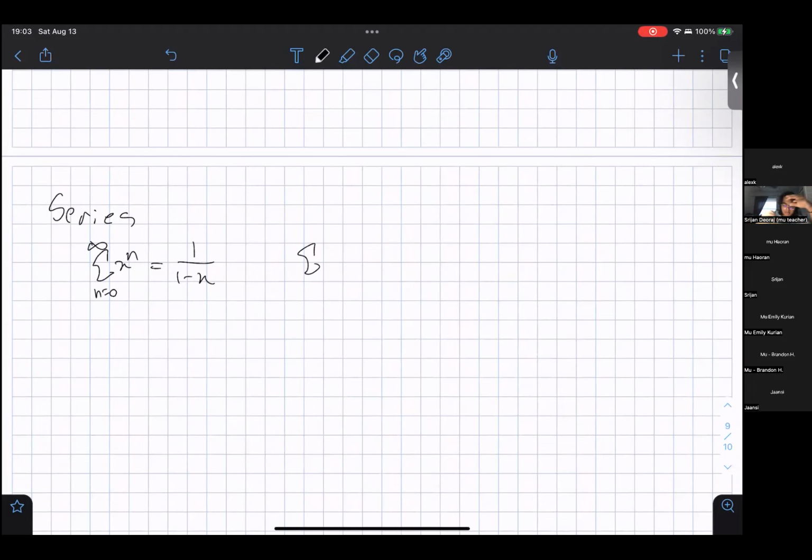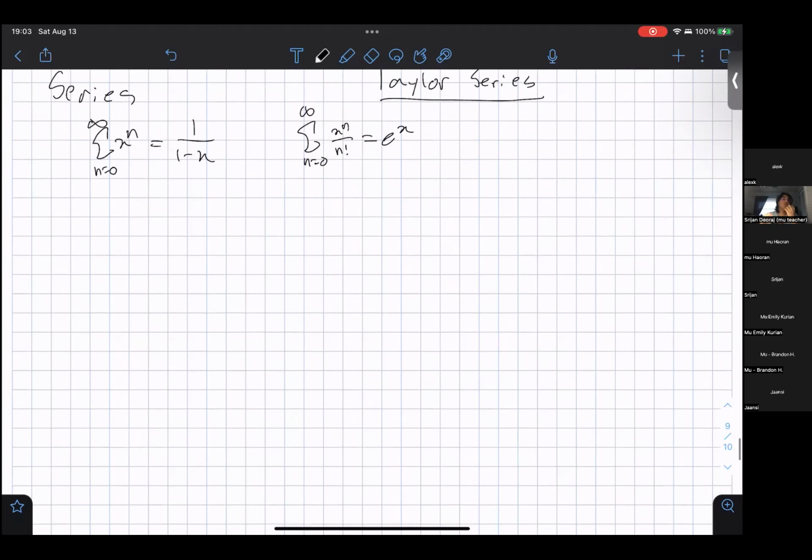The one I'm going to be using right now is that the sum of x to the n over n factorial is equal to e to the x. Just take my word for it right now; you'll learn how this works a lot later. The sum from n equals 0 to infinity of x to the n over n factorial is equal to e to the x. This is called a Taylor series.